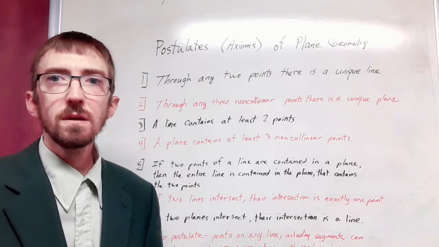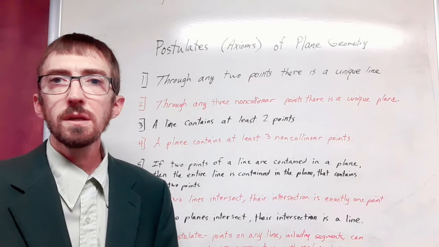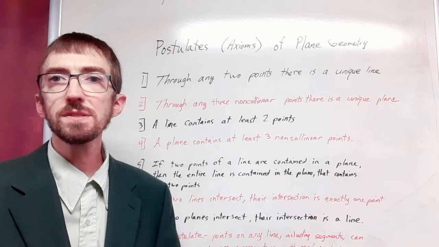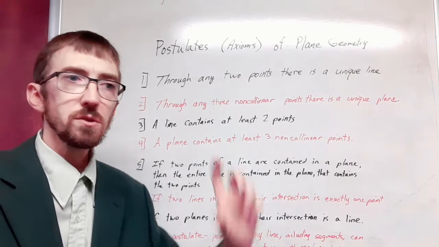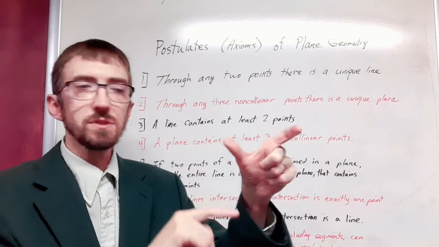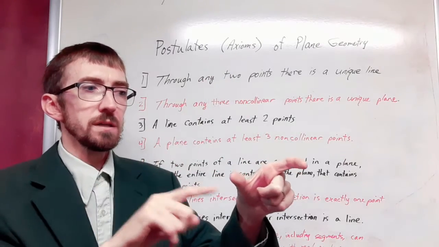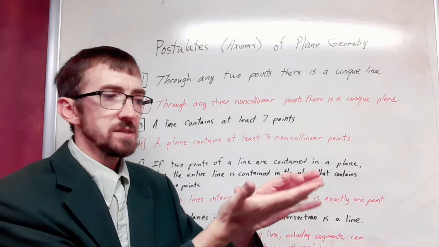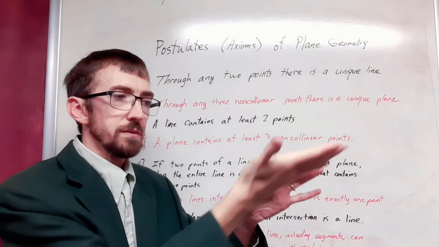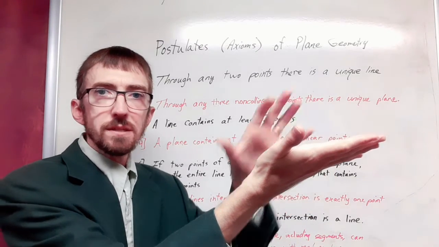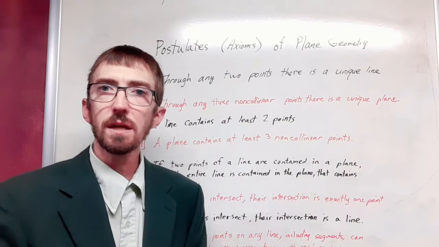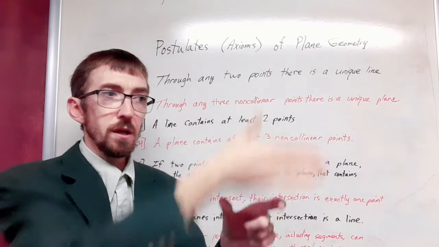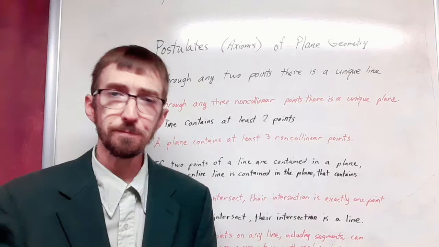The second one says, through any 3 non-collinear points, there is a unique plane. So after you've fixed 2 points on a line, pick a point out in space around it, and you will be able to pass a plane through that line and through that point, and so you uniquely identify a plane. If you change the position of the point, you would change the position of the plane.